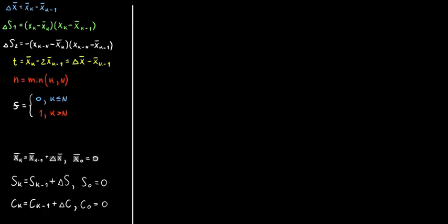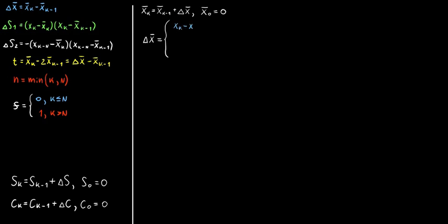Alright, our average value calculation can stay the same. However, delta x bar can now be calculated as the current measurement minus the previous average divided by little n when k is less than or equal to n, and it can also be calculated as the current measurement minus the oldest measurement divided by little n when k is greater than n.